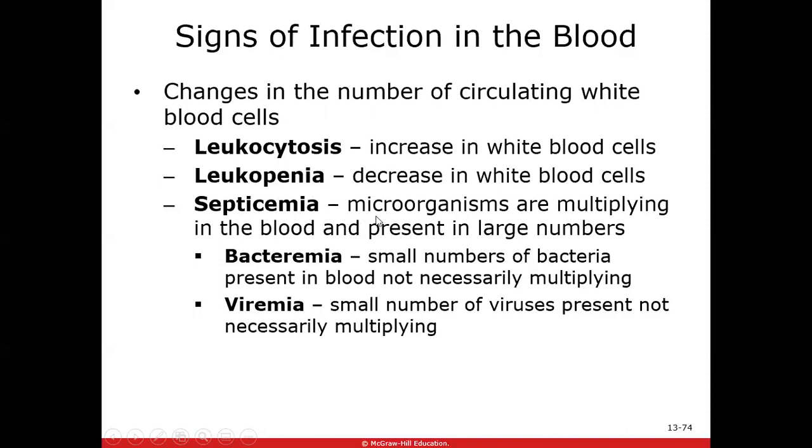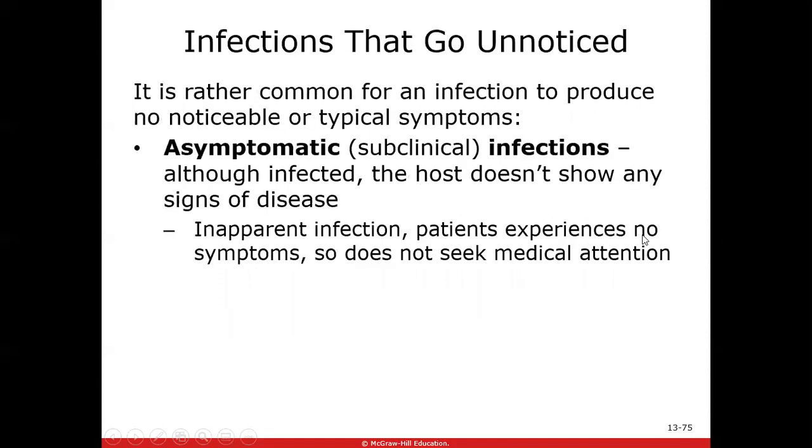Septicemia is when microorganisms are multiplying in the blood and present in large numbers. Now, you can have bacteremia, a small number of bacteria present in the blood, but not necessarily multiplying. That's a special type of septicemia. Viremia is a small number of viruses that are present, not necessarily multiplying. But when you have septicemia, when you're septic, microorganisms are multiplying in the blood. They're present in large numbers.